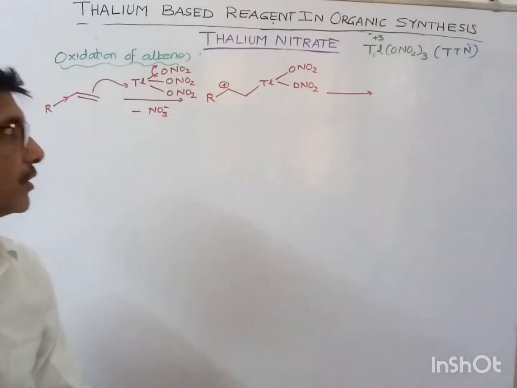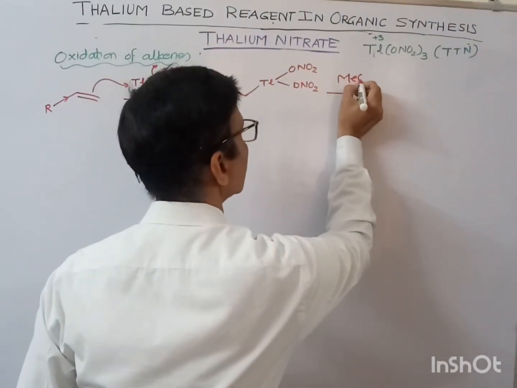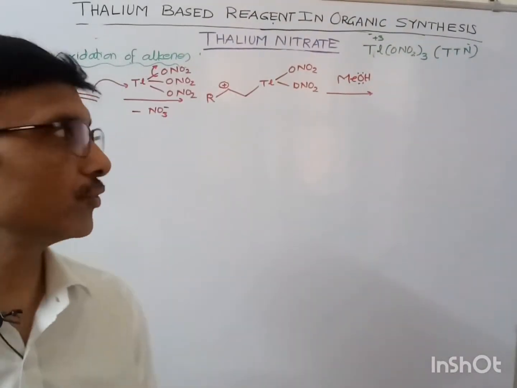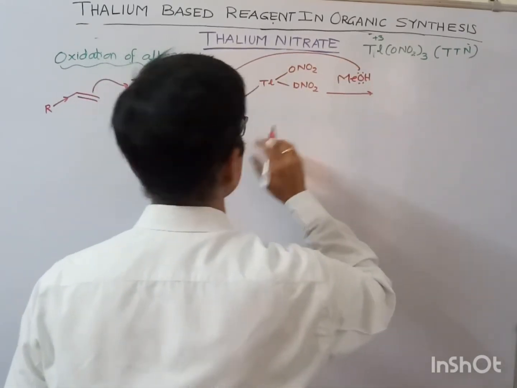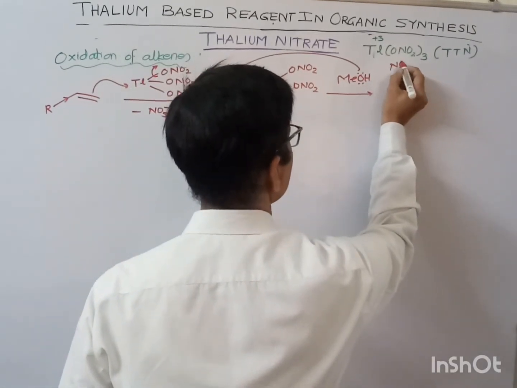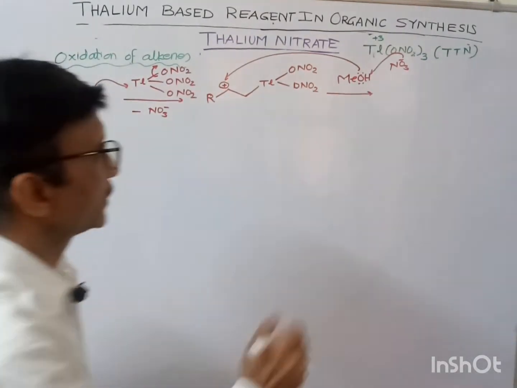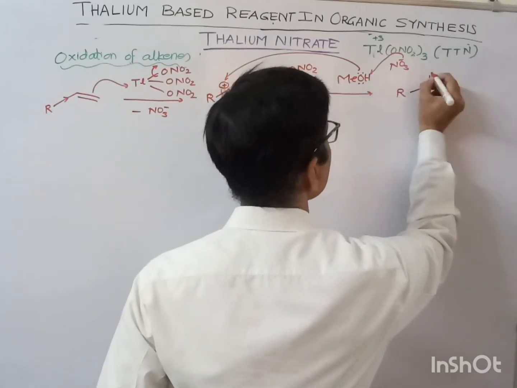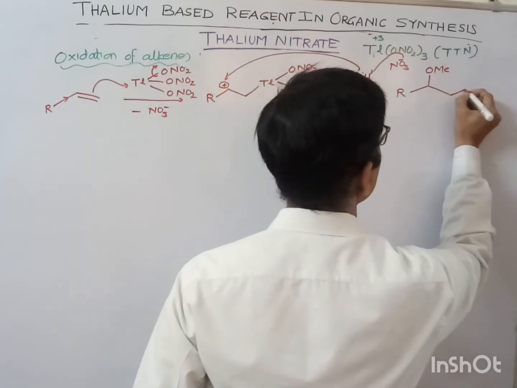In the next step, we have this positive charge over here. Now suppose methanol or water can act as a nucleophile here, or some other nucleophile may be added over here. This nucleophile adds, and the H plus may be taken by this nitrate ion. So this nitrate ion will take this H plus, and we will get R here, with this methoxy group added over here.